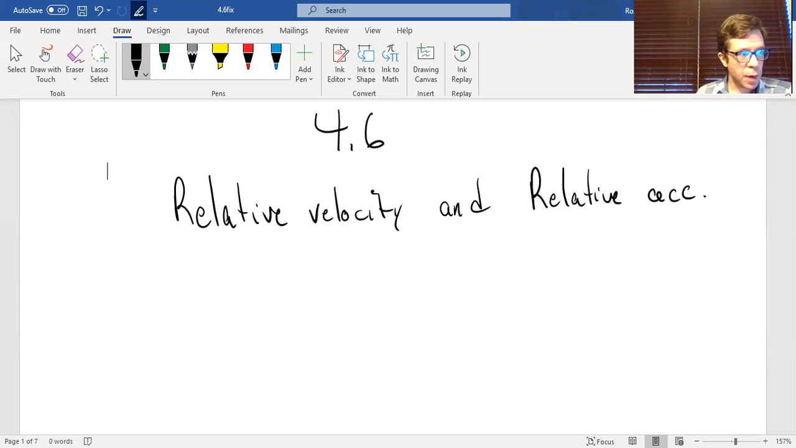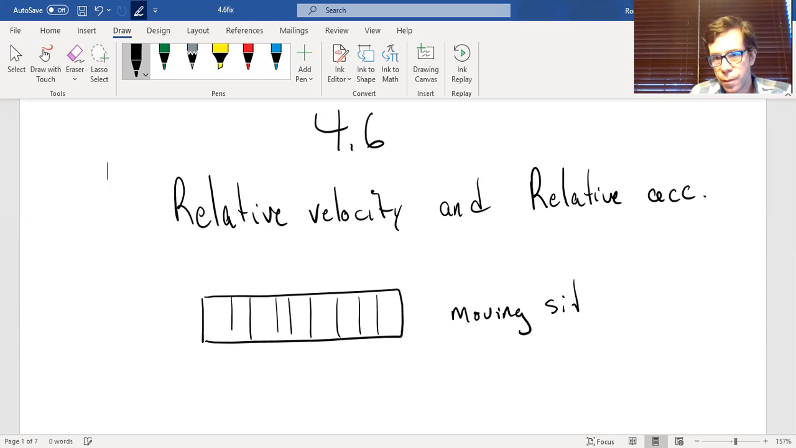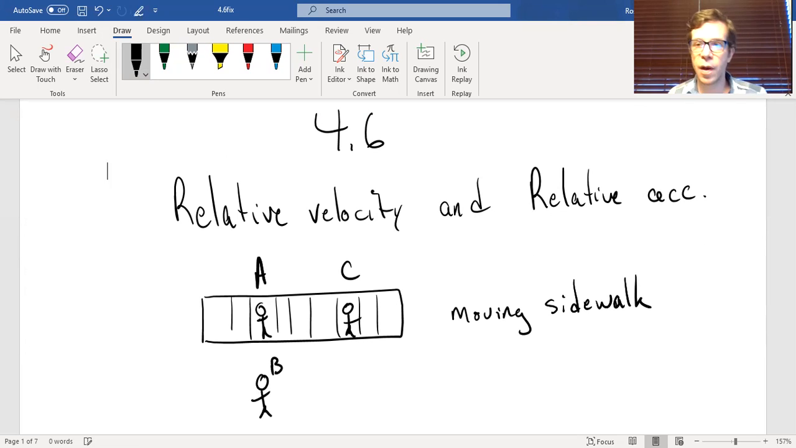So what we want to introduce is the idea: imagine a moving sidewalk like at an airport. We have person A on the moving sidewalk and person C on the moving sidewalk, and person B standing outside the moving sidewalk, just in the hallway. And the moving sidewalk has some constant speed, we'll call it 2 meters per second, just to have a number.